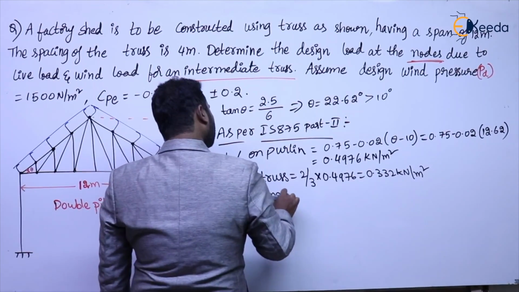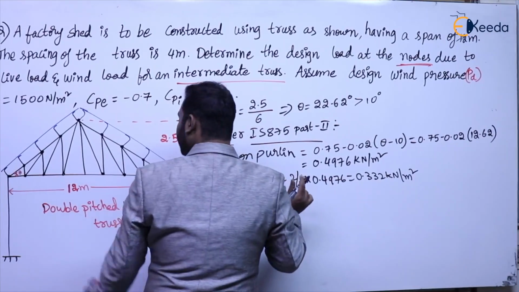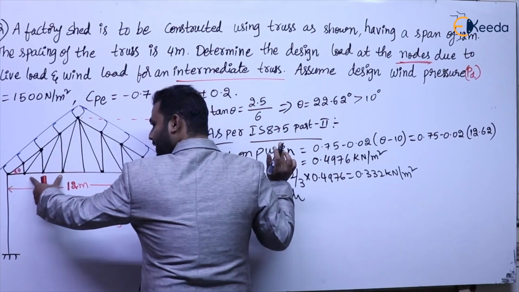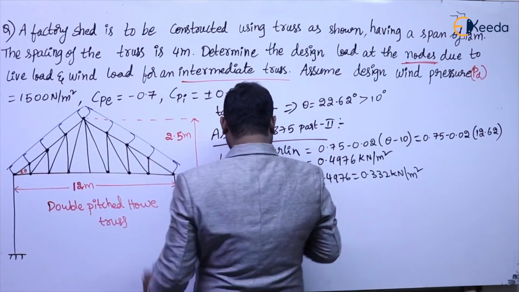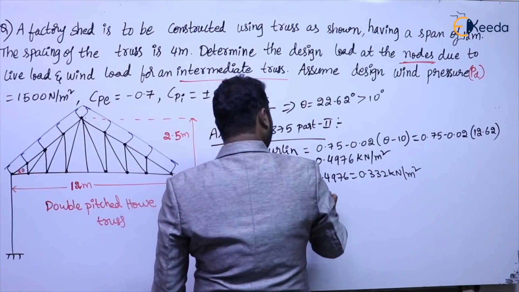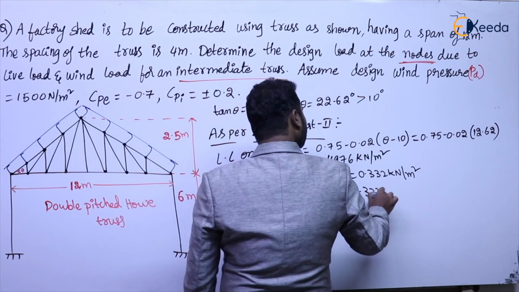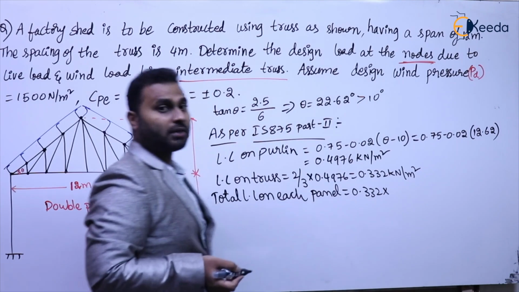Total live load on each panel. As I said, we divide this double pitch hot truss into two panels. That is half of the span as one panel and the other half as another panel. So total live load on each panel is how much? 0.332 into half of the plan area. So what is half of the plan area?